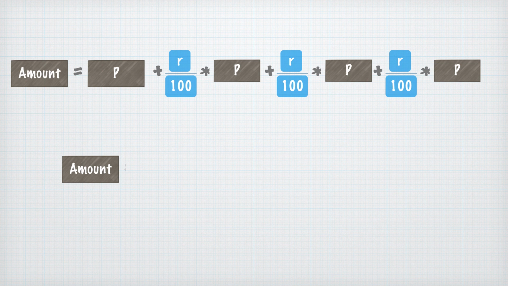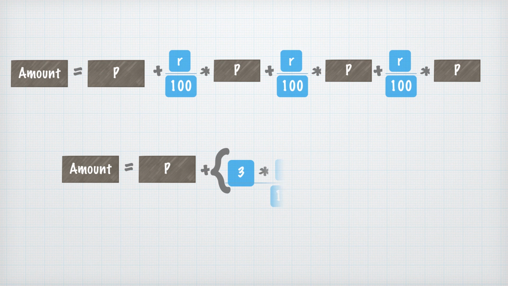Let's look at this formula in a little more detail. So I know my amount is equal to P, which is the principal, plus R by 100 of P, plus R by 100 of P, plus R by 100 of P. So this R by 100 of P is repeating 3 times. So can I simplify this into amount being P plus 3 into R by 100 of P, right? Because the term R by 100 of P is appearing 3 times. Think of it as A. So it is A plus A plus A, which becomes 3A.